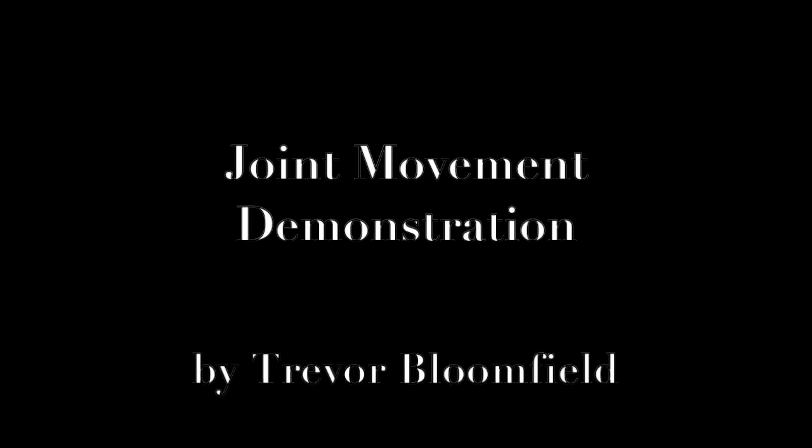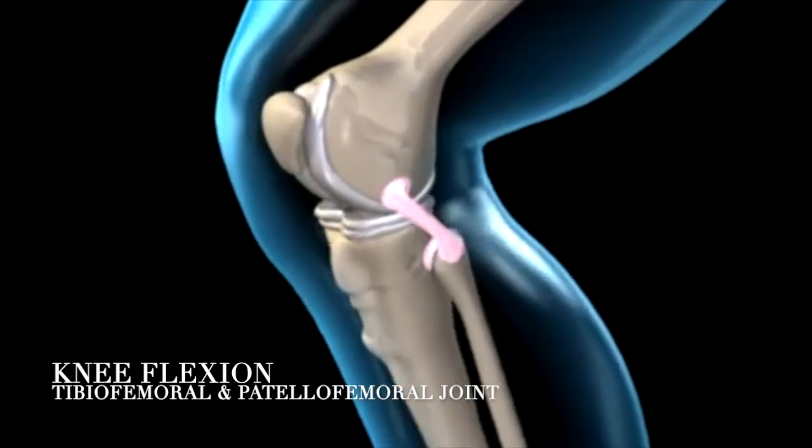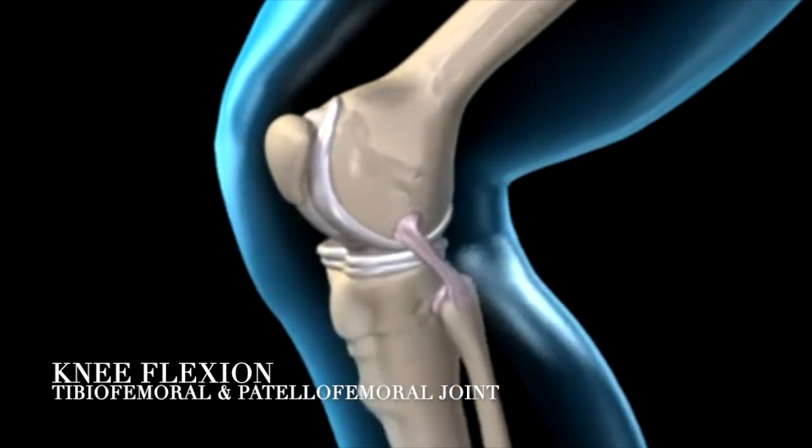In this video, we will review the bones and joints involved in common joint movements. The knee contains synovial hinge joints composed of the femur, tibia, and patella.